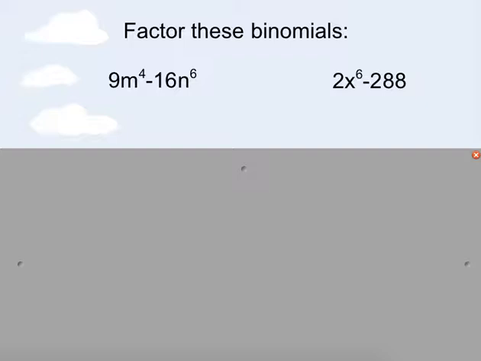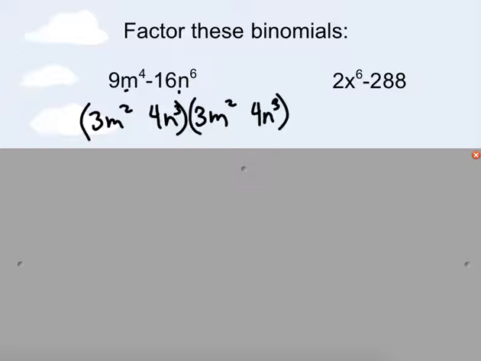9m to the 4th minus 16n to the 6th. These are both perfect squares. So I can say, all right, the square root of 9m to the 4th is 3m squared. That starts off each of my terms. And the square root of 16n to the 6th is 4n to the 3rd. So then I just put a plus and a minus in between.